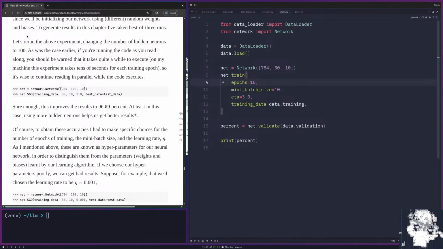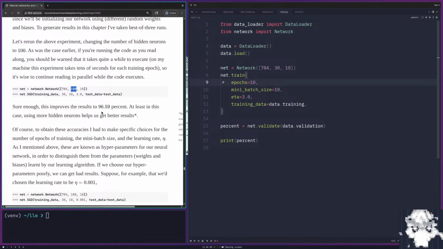Let's rerun the above experiment, changing the number of hidden neurons to 100. As was the case earlier, if you're running the code as you read along, you should be warned that it takes quite a while to execute. On my machine, this experiment takes tens of seconds for each training epoch. So it's wise to continue reading in parallel while the code executes. Changing hidden neurons to be more.